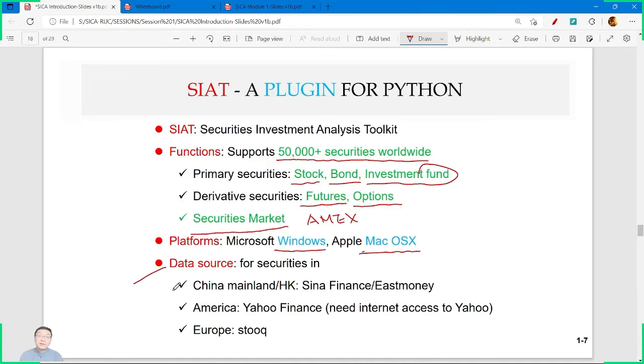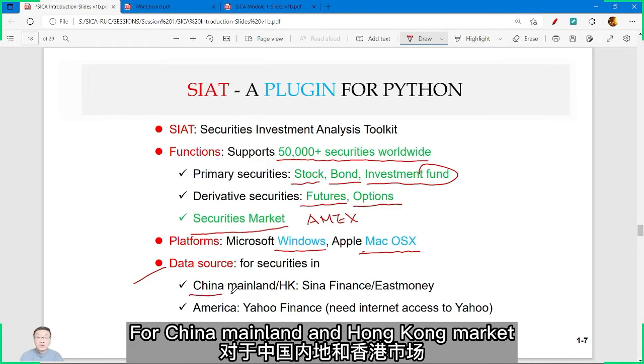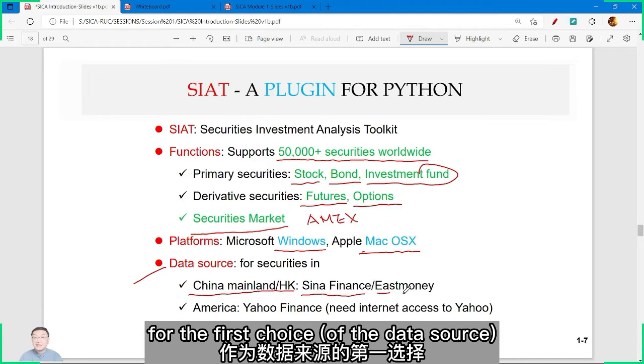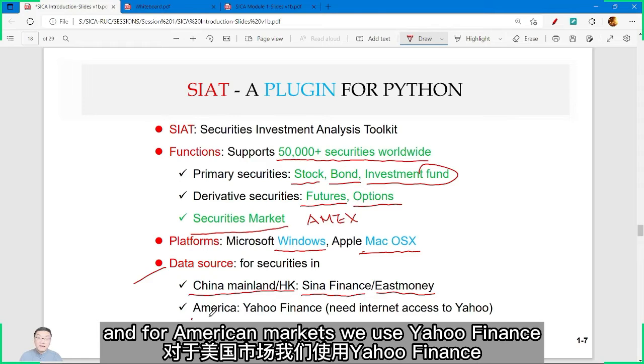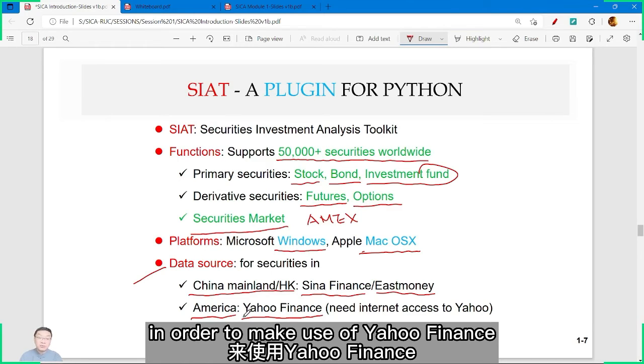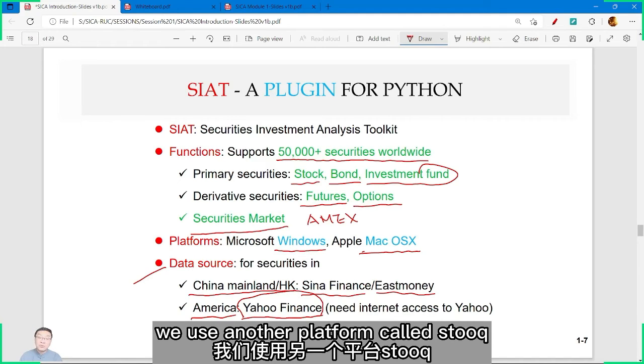Okay, so CN needs the data source of security products. For mainland China and Hong Kong markets, we use Sina Finance and Eastern Money as the first choice. And for American markets, we use Yahoo Finance. You may need internet access to Yahoo in order to make use of Yahoo Finance. And for European stock information, we use another platform called Stock.